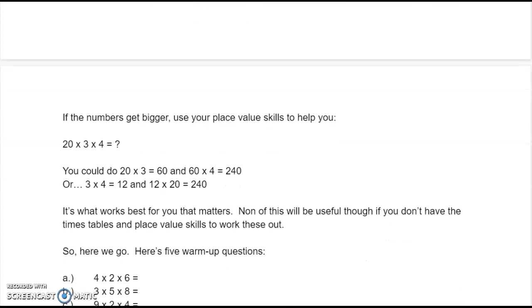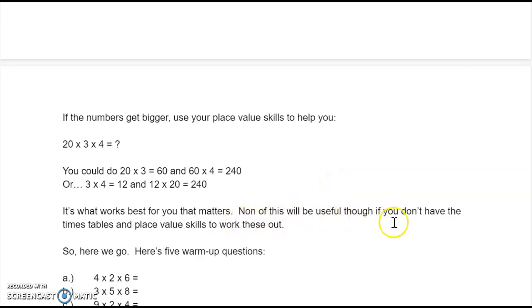If the numbers get bigger, use your place value skills to help you. 20 times 3 times 4. You could do 20 times 3 equals 60. And 60 times 4 equals 240. Because we know 4 6s are 24, and it's just 10 times bigger. Or we could do 3 4s are 12, and 20 times 12 equals 240, because you're just doubling the 12. 2 12s are 24, but making it 10 times bigger. Whichever works best for you in your head.